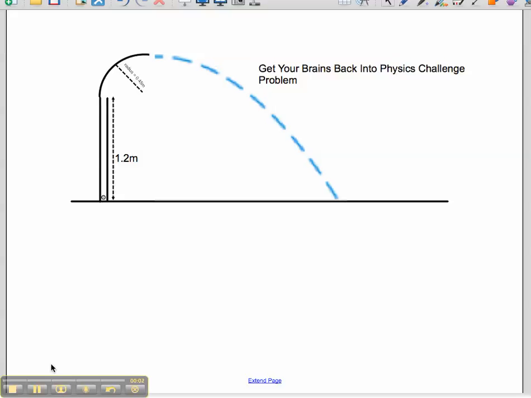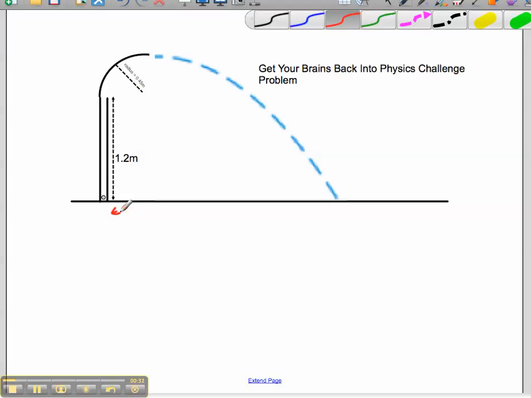Okay, this is the video solution to the Get Your Brains Back into Physics challenge problem that I gave the other day. Here's the electron gun with the electron being shot up like this. It traveled around in a path like this due to some unknown force, but you could think of this as a track if that would make it easier. And then from here it shoots out horizontally and comes down to the ground. And our goal is to find what is this distance from the gun to where it lands.